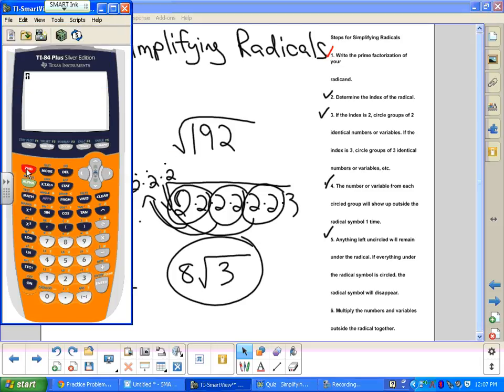So second, x squared 72, the decimal equivalent is 8.485, and 8 times the square root of 3 is also... what did I do wrong? I did the wrong number. It's not 72, it's 192. Second x squared 192 should be 13.85. So that is correct.